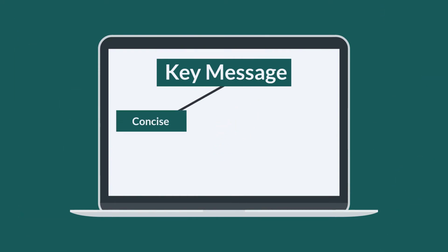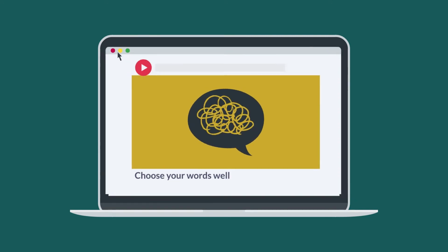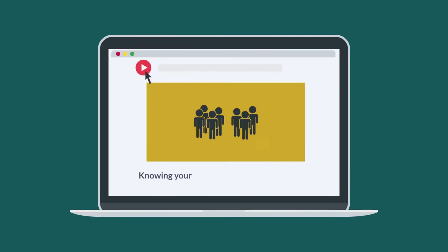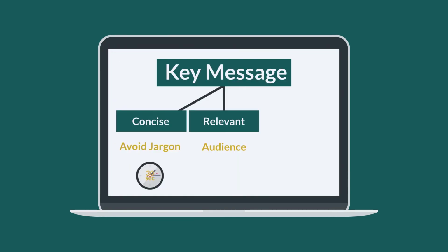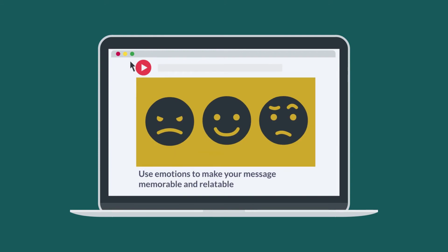It should be concise, using only as many words as needed while avoiding jargon. As a rule of thumb, aim for being able to articulate it in less than 30 seconds. Check out our video on jargon. It should also be relevant, tailored to your audience. Check out our video on knowing your audience. And last but not least, it should be compelling, being memorable, and inspiring action. Check out our video on emotions.